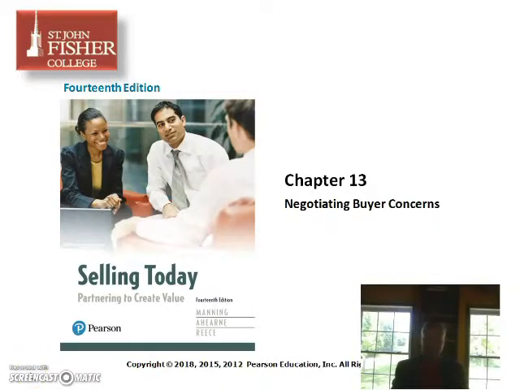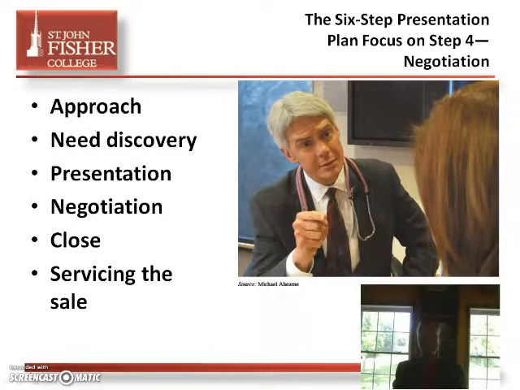So as stated in the introduction, this is all about negotiating buyers' concerns. If you'll remember, there's really the 6-step process in sales that we've talked about most of the semester. The first one is the approach, breaking the ice and establishing rapport. And then need discovery, and that's all about SPIN selling, and we've talked a lot about SPIN selling since we got together. The presentation, the negotiation, the close, and then servicing the sale. Right now we are on the negotiation phase.